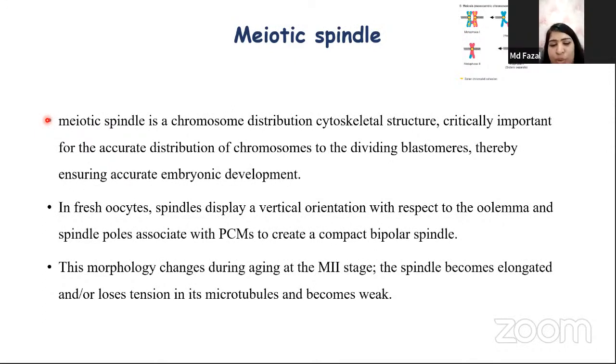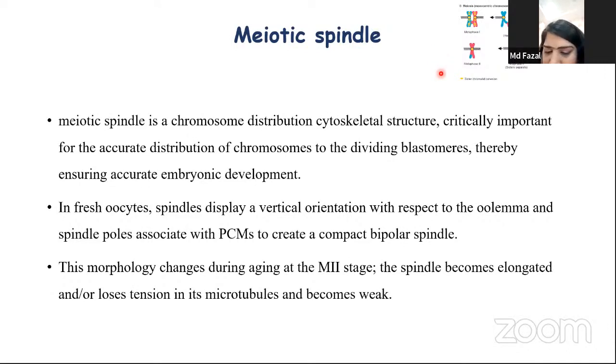And in fresh oocytes, the spindles are in a very vertical orientation with respect to the oolemma. So if you see the oocyte, they're exactly vertical. They're neither tilted nor displaced. So if the oocyte spindle is correct, then the embryonic development is also perfect. Like you have equal cells of growth, like 4 cell, 8 cell, 16 cell, and so on.